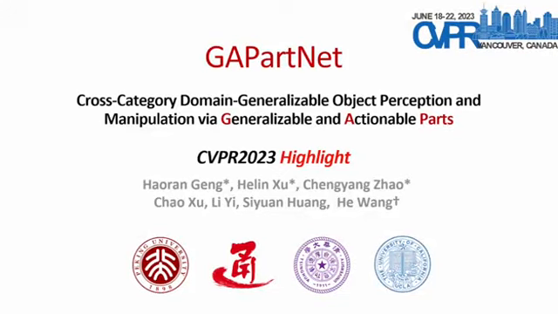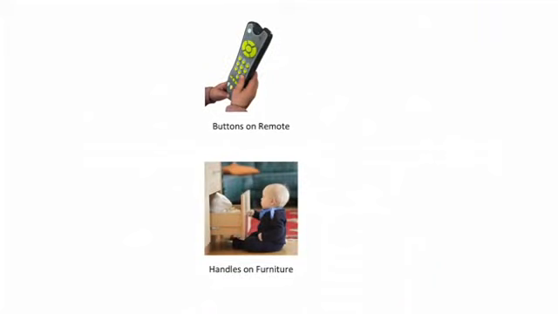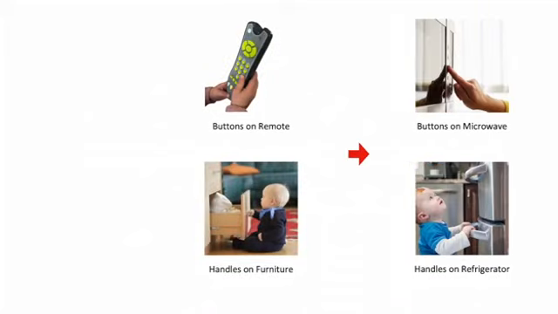We introduce GAPartNet, cross-category domain-generalizable object perception and manipulation via generalizable and actionable parts. Parts are fundamental building blocks of our daily objects. We humans can identify a set of commonly used parts, such as buttons and handles. Even on novel objects, we have no problem recognizing the parts and we know how to interact with them.